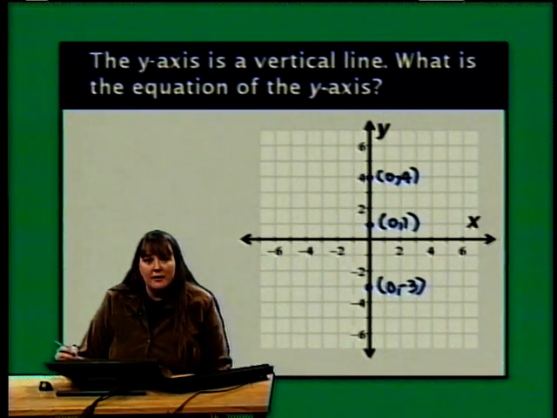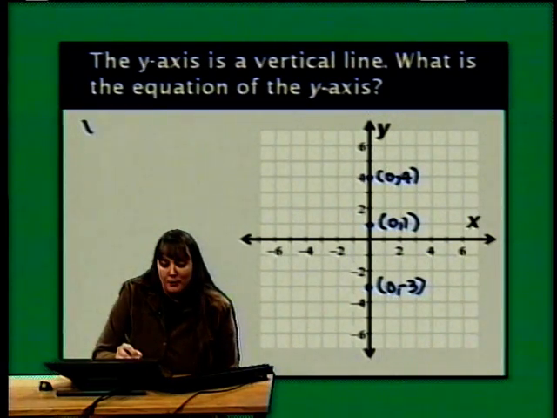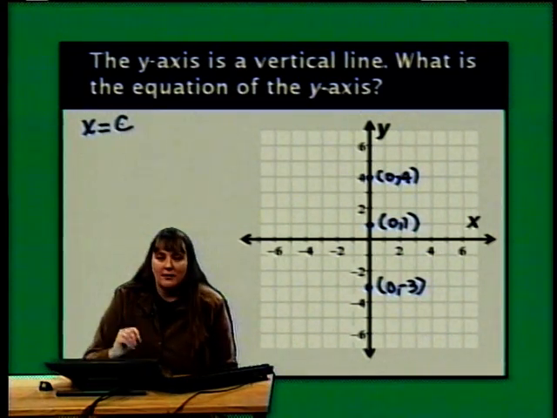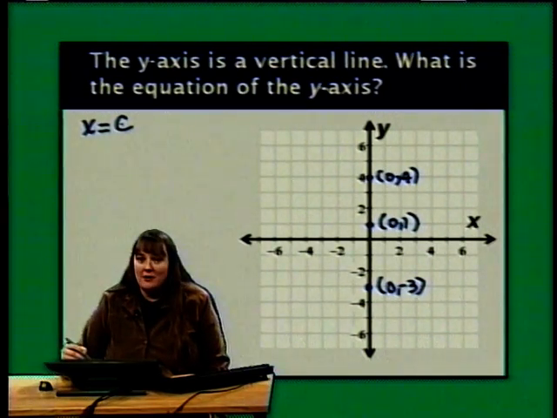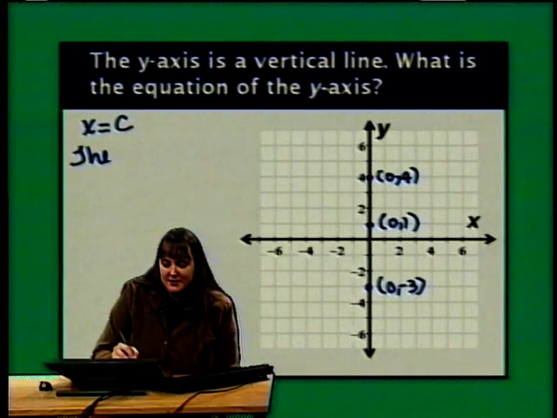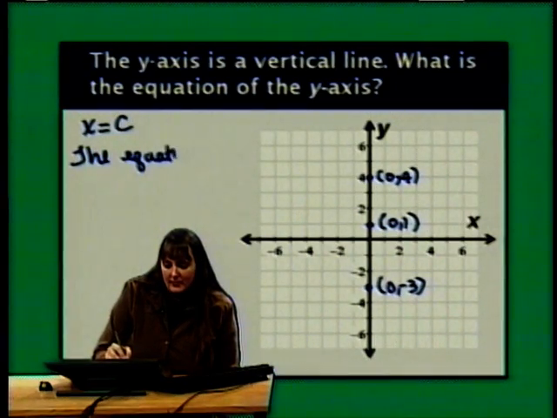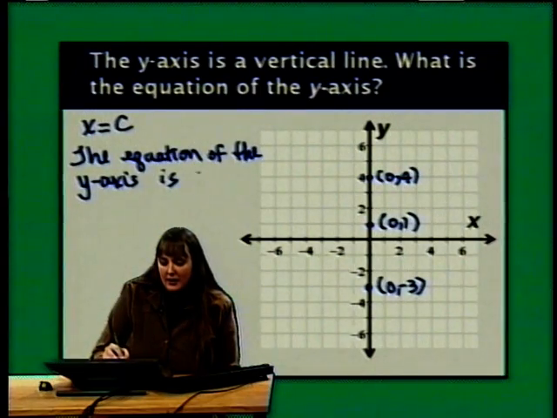What do all 3 of these points have in common? They all have an x-coordinate of 0. Remember, a vertical line always has equation of the form x equals c, where c is a constant. We've found that our constant here is 0. All of the points on the y-axis have an x-coordinate of 0. So the equation of the y-axis is x equals 0.